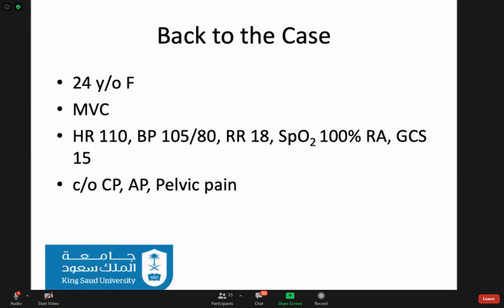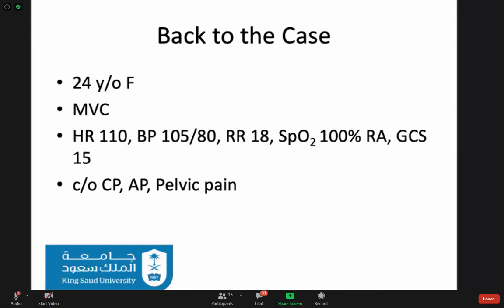So now we go to the C portion. She's complaining of chest pain, abdominal pain and pelvic pain. Chest pain we've already cleared from airway and breathing. What's wrong with C in this patient? What's wrong with C? Internal hemorrhage? How do you know? By FAST or?